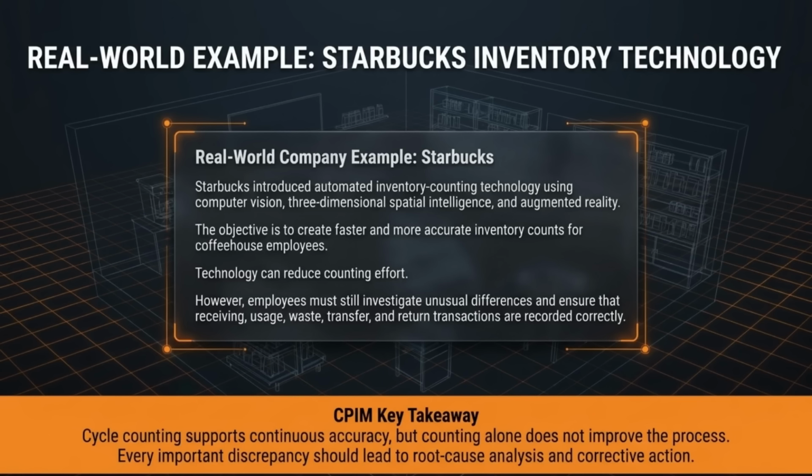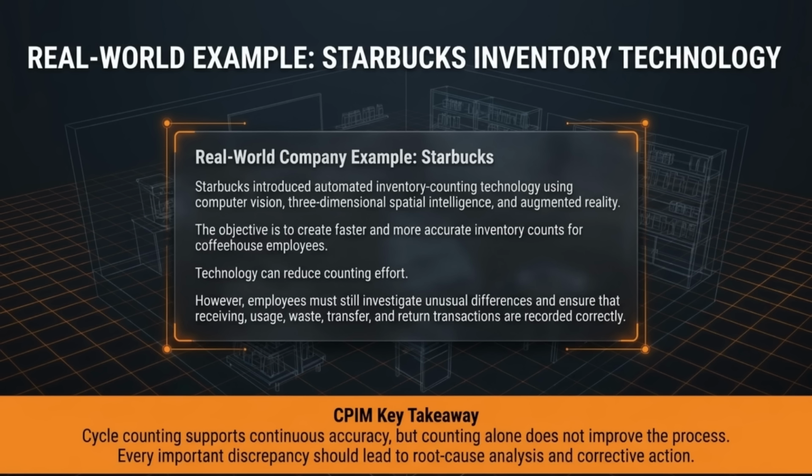Real-world company example: Starbucks. Starbucks introduced automated inventory counting technology using computer vision, 3D spatial intelligence, and augmented reality. The objective is to create faster and more accurate inventory counts for coffeehouse employees. Technology can reduce counting effort. However, employees still must investigate unusual differences and ensure that receiving, usage, waste, transfer, and return transactions are recorded correctly.